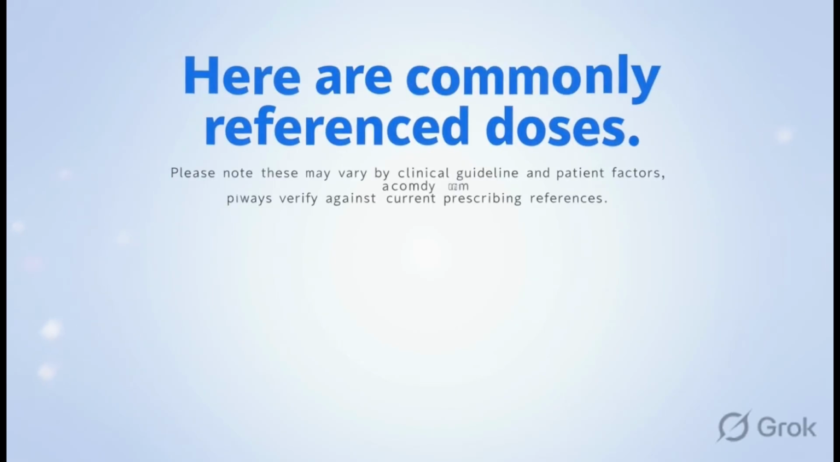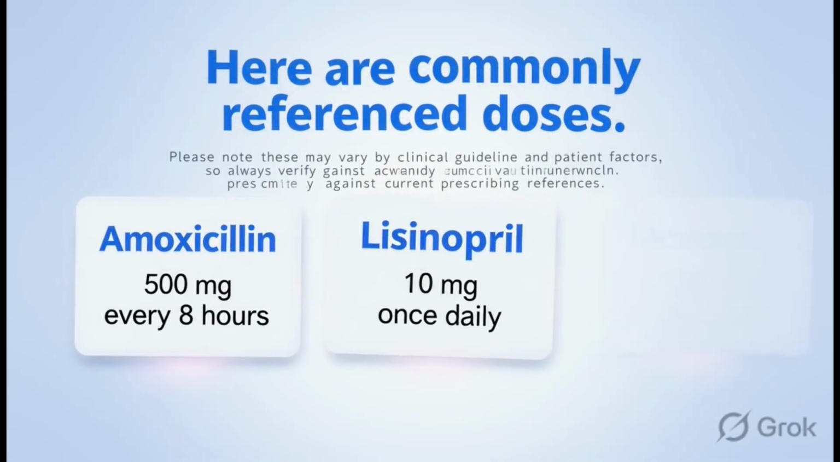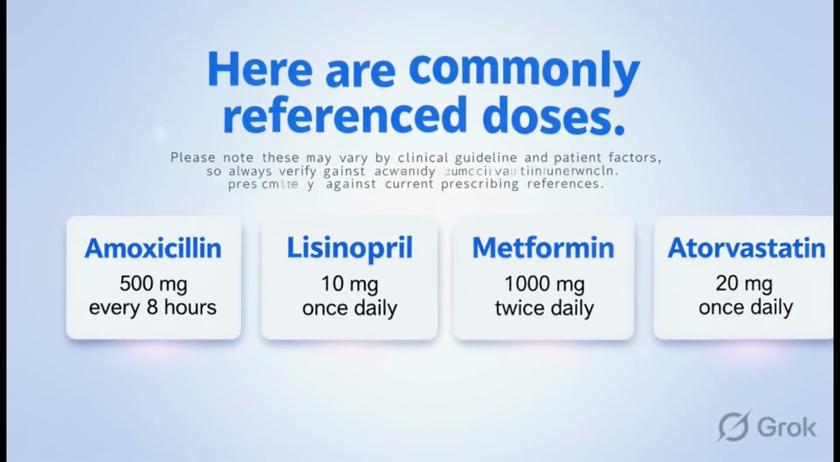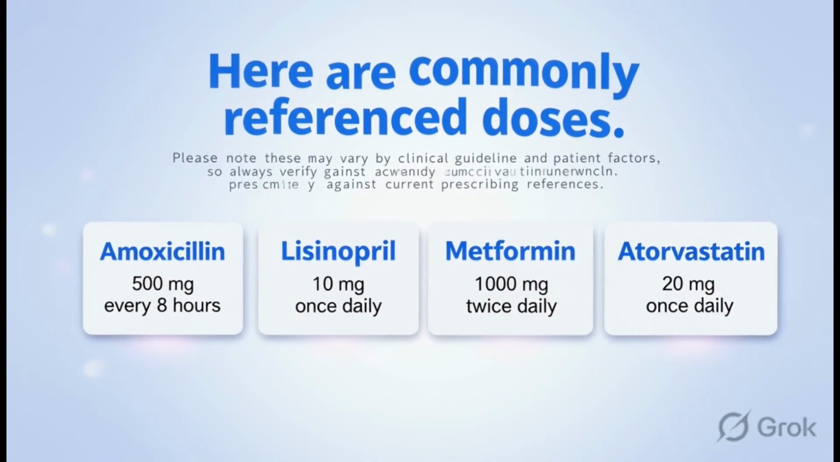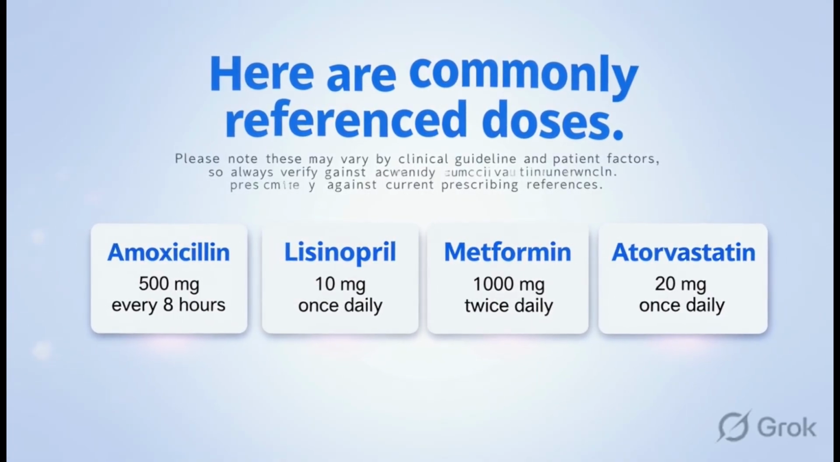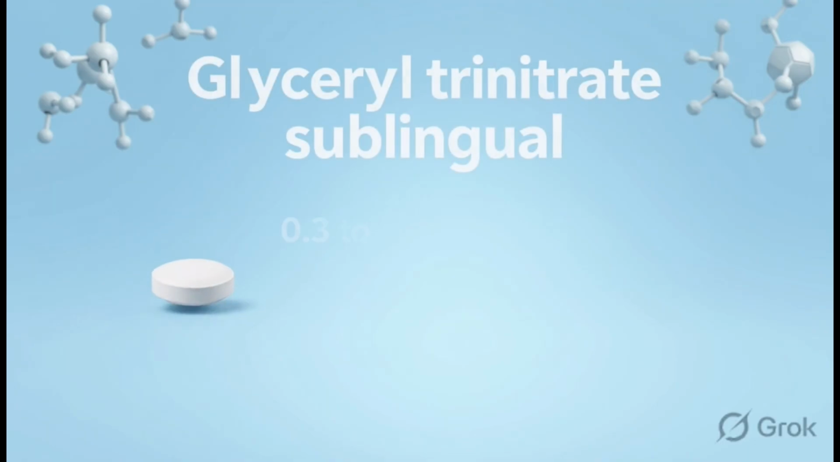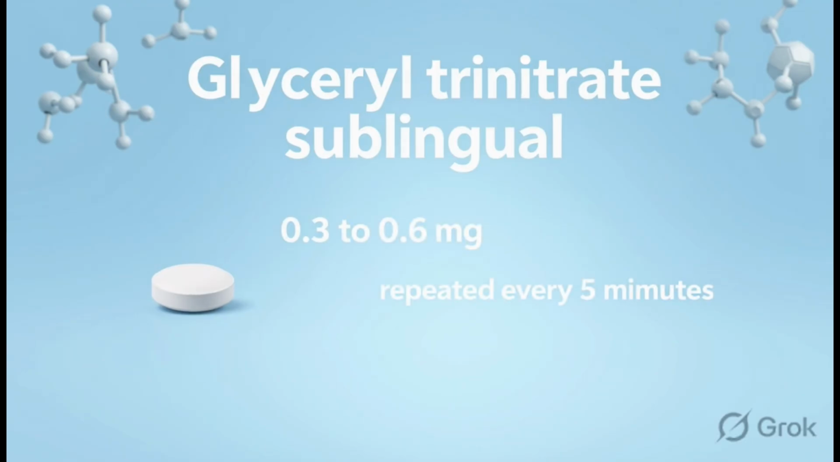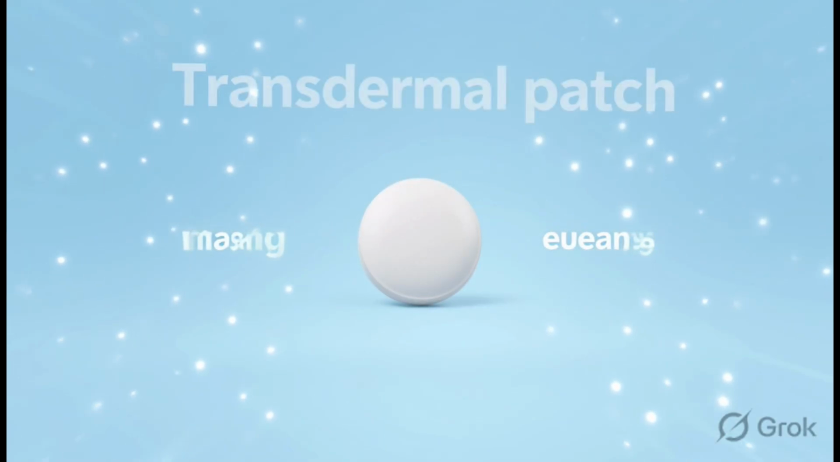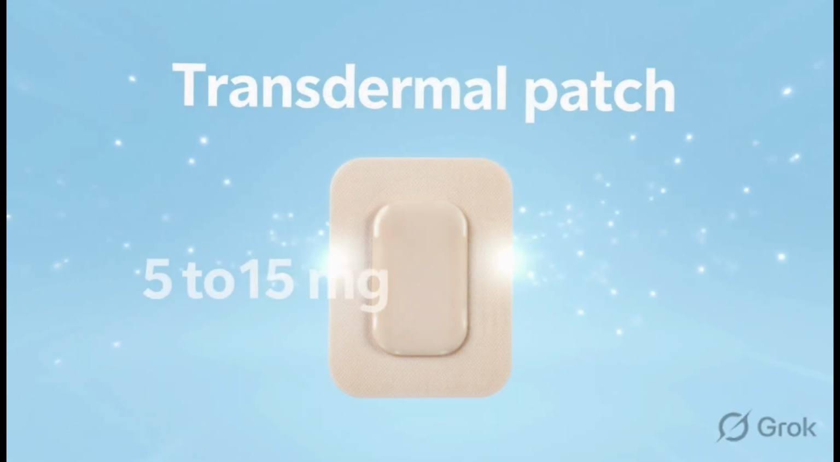Here are commonly referenced doses. Please note these may vary by clinical guideline and patient factors, so always verify against current prescribing references. Glyceryl trinitrate sublingual, 0.3 to 0.6 milligrams, repeated every 5 minutes, up to 3 doses. Transdermal patch, 5 to 15 milligrams per day.